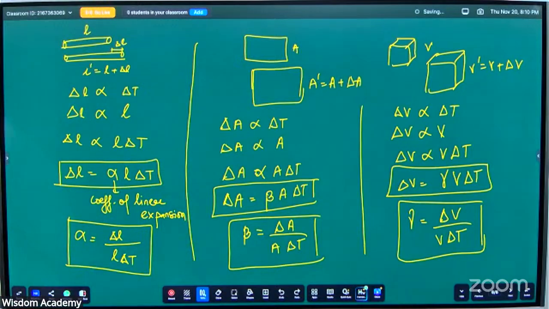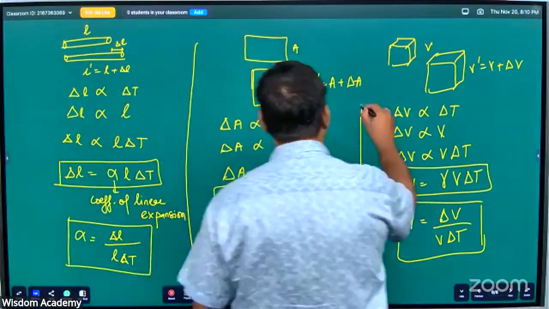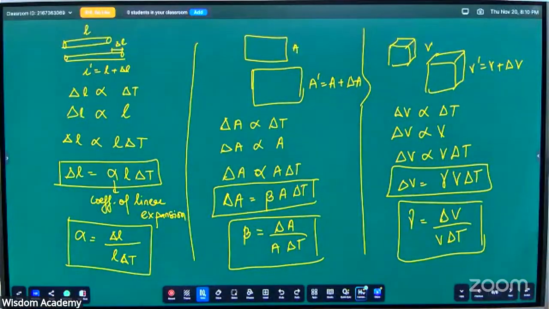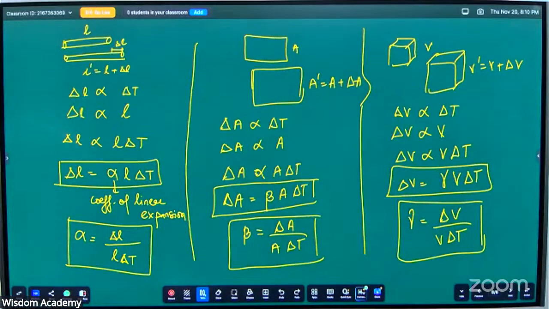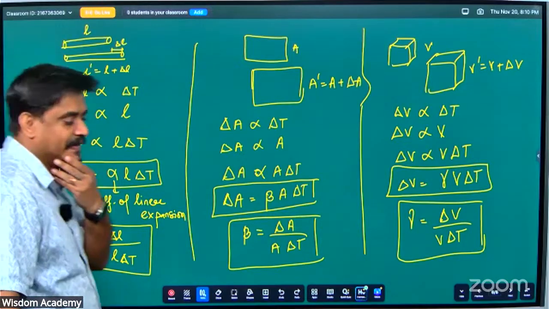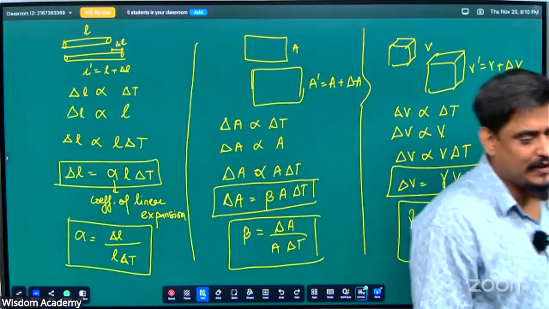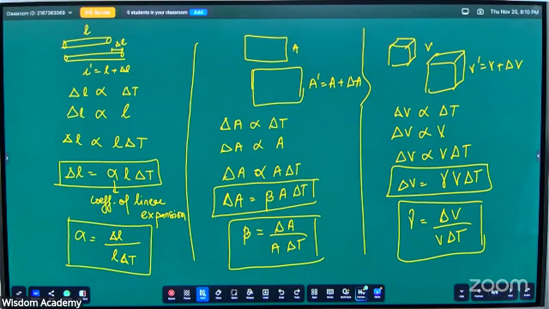If you have understood this, please copy it fast. This is about alpha, beta, and gamma, which are coefficients of linear expansion, areal expansion, and volumetric expansion. Please copy it fast, then I'll tell one more thing to you.